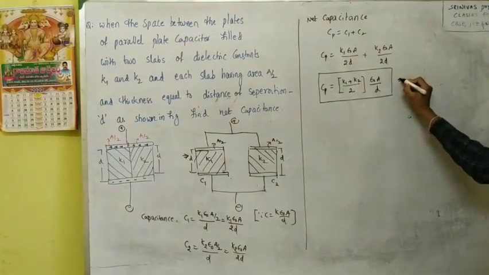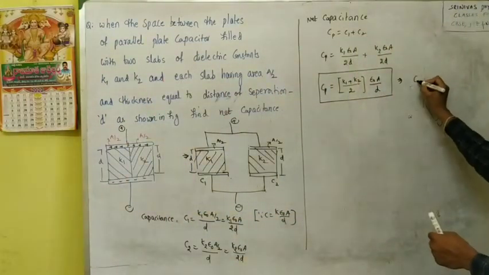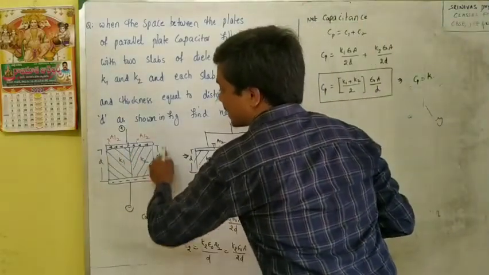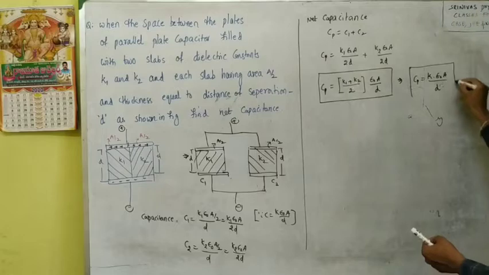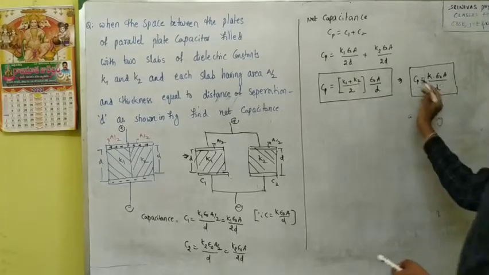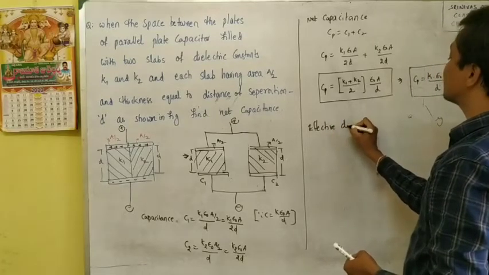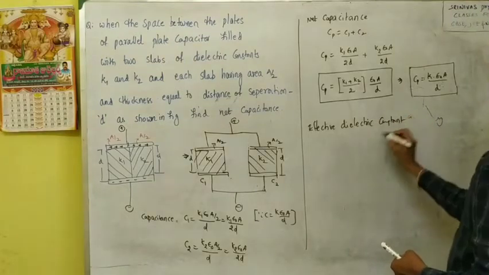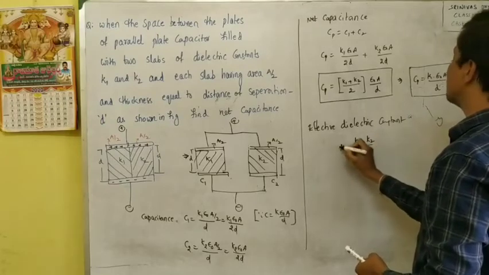If you consider that these two dielectric slabs combinedly act as one dielectric slab, then we write the C formula. If combinedly we consider it as K, then C is equal to K epsilon naught A by D. Now what is the effective dielectric constant in this case? We can compare these two. When we compare these two, we will get the effective dielectric constant. Yes, that is K is equal to (K1 plus K2) by 2.